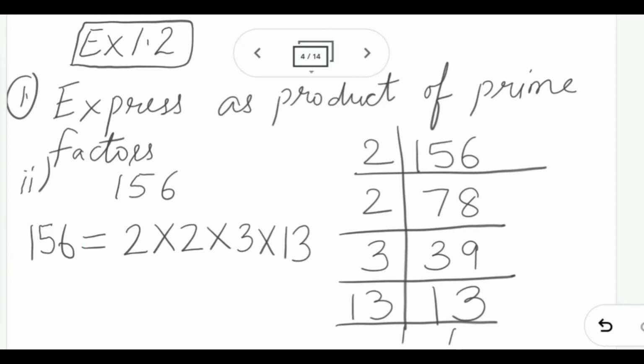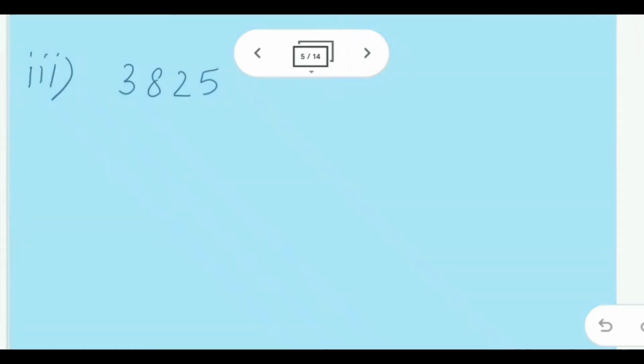So I hope you are understanding how we can express any number as a product of its prime factors. One thing we have to ensure is that the numbers which we are using here for division must all be prime. Like 156 will appear on 4's table also, but we can't take 4 here because 4 is a composite number. Only prime numbers we have to use this side, right? Now let's take another example.